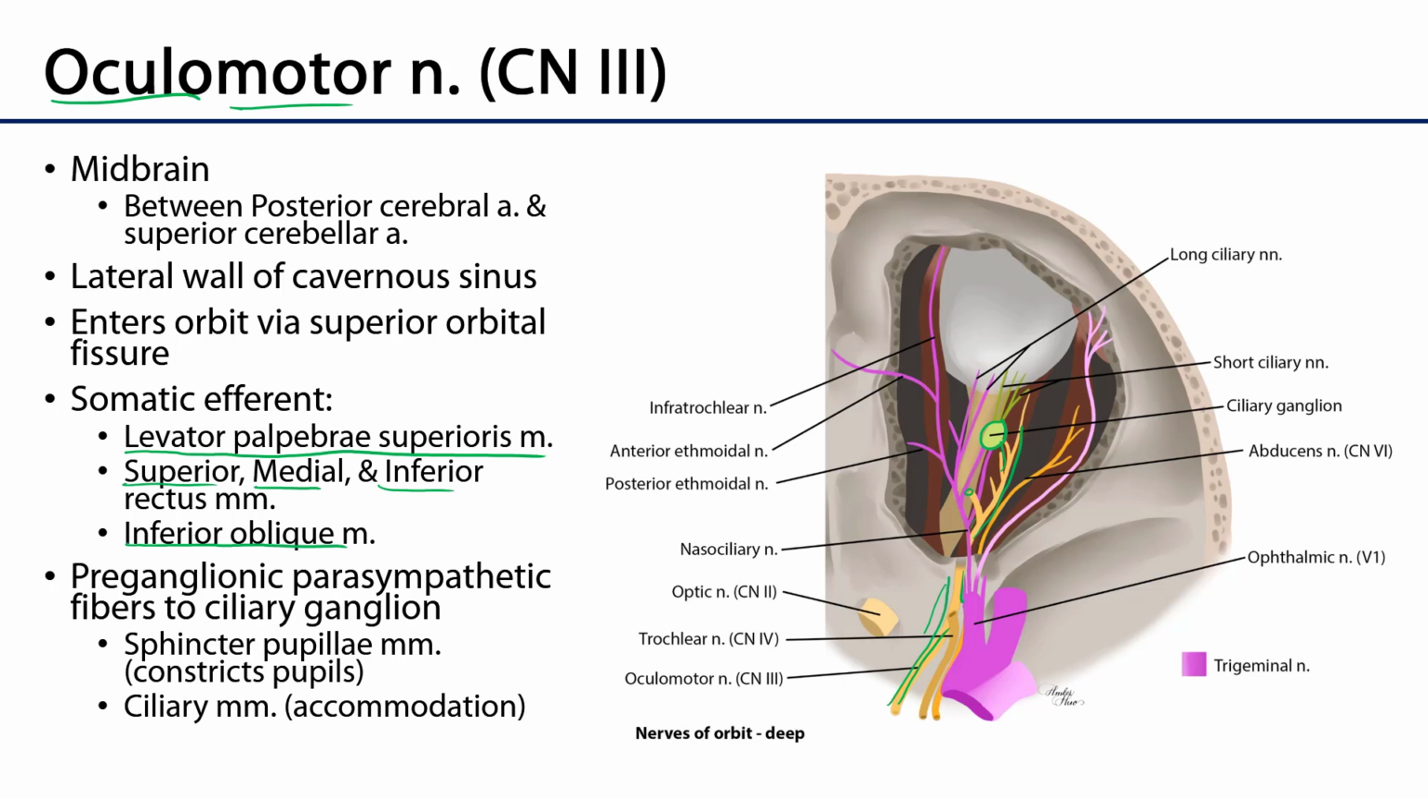The two targets of the postganglionic fibers coming out of the ciliary ganglion, which will be conducted via short ciliary nerves to the eye, are the sphincter pupillae muscles. So sphincter pupillae muscles with parasympathetic stimulation are going to constrict the pupils.